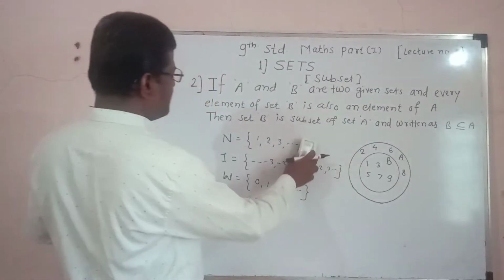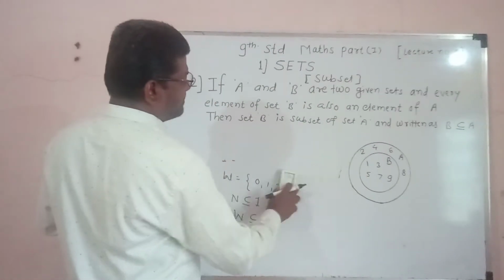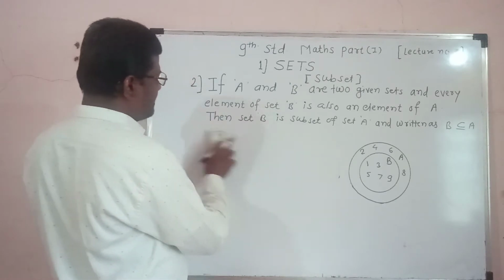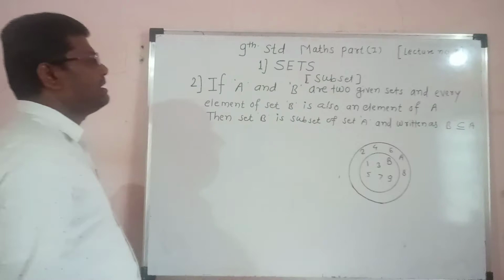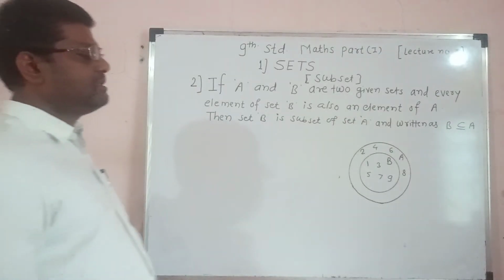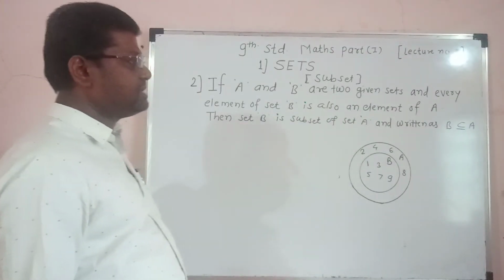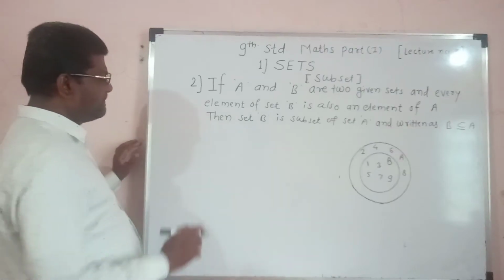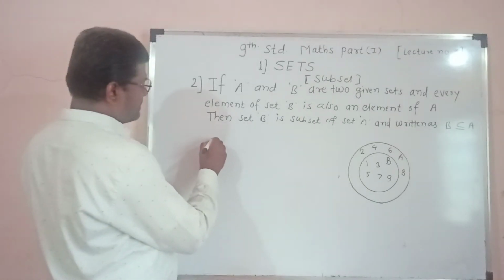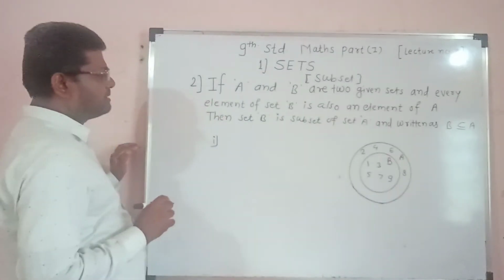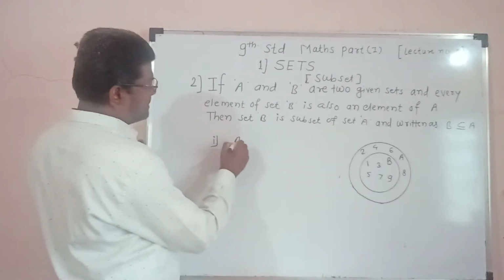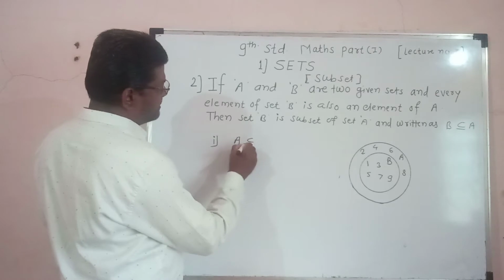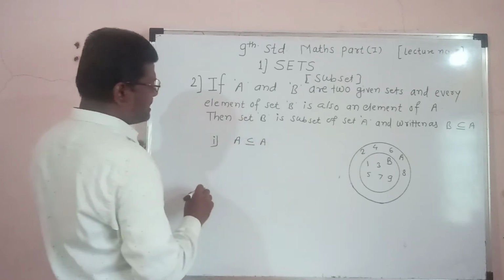So, what is meant by subset? If there are two sets A and B, and all the elements of set B are in set A, then set B is called a subset of set A. Now, properties of subset. Every set is a subset of itself. Suppose set A is a subset of set A.